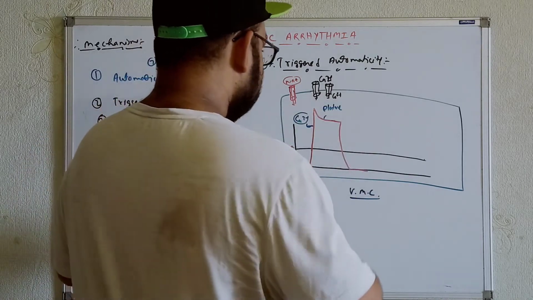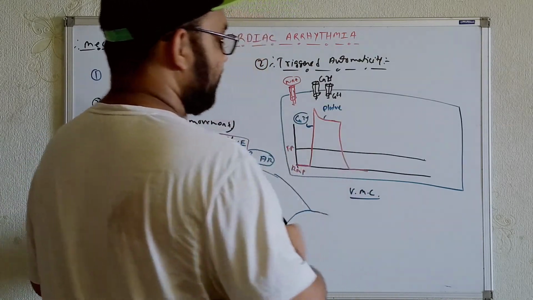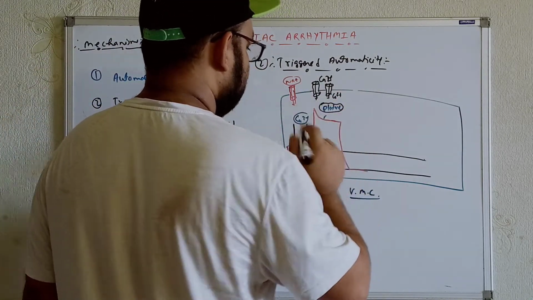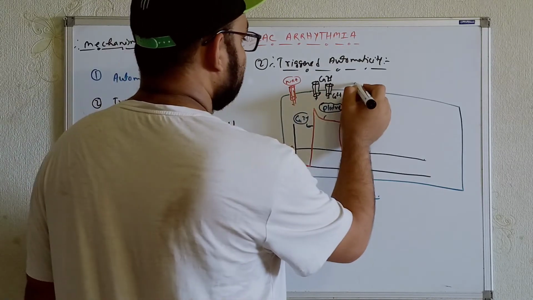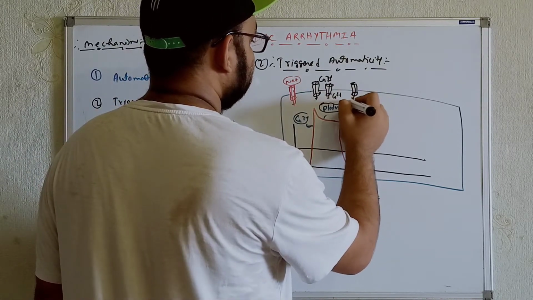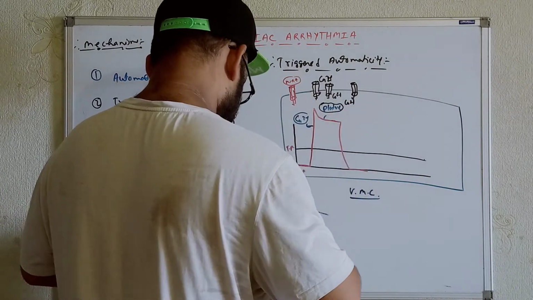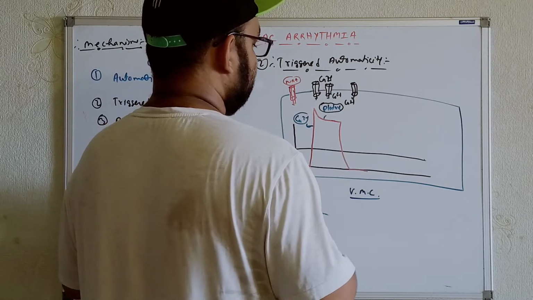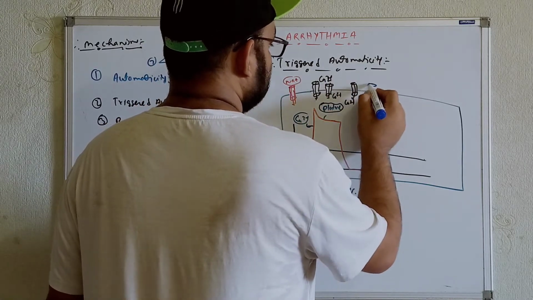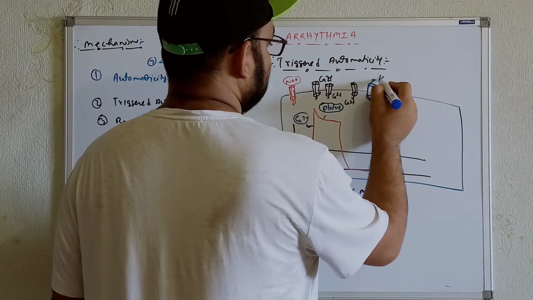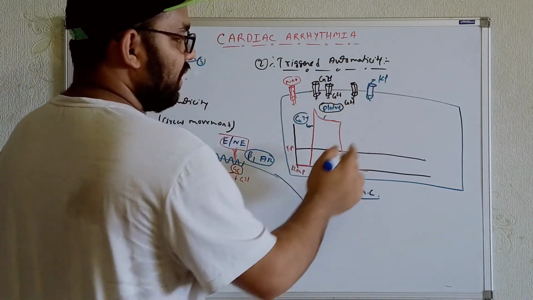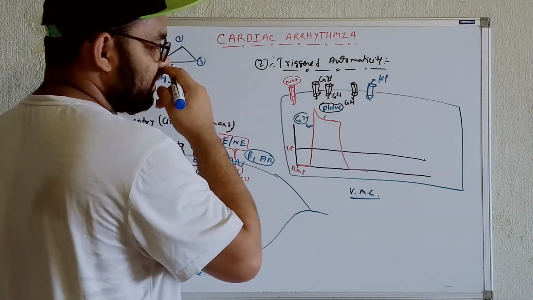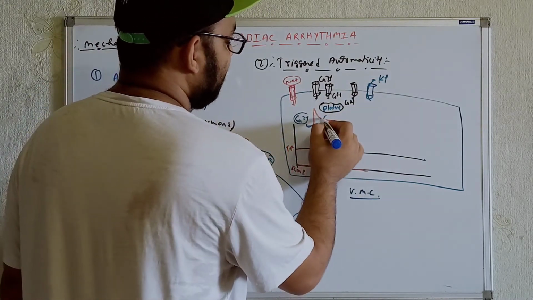Plateau phase. Why? In these cases there is no net change in the action potential. In the plateau phase, the calcium will come in, but along with that the potassium will start leaking outside. Try to understand: the calcium comes in, and along with that the potassium goes outside. As a result, there will be no net change in the potentials. So we will get the plateau phase in this way.